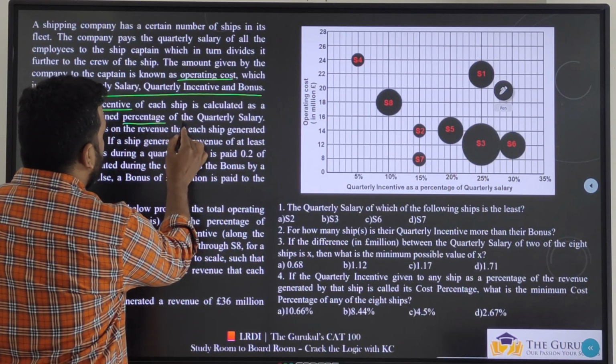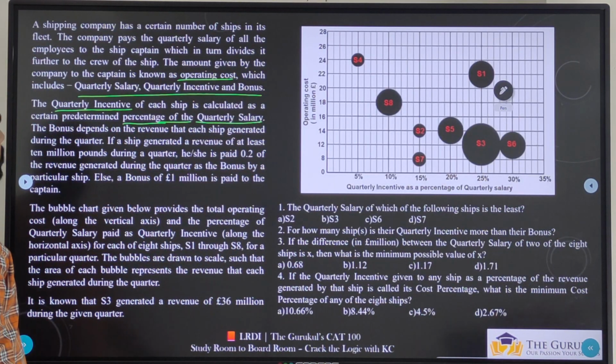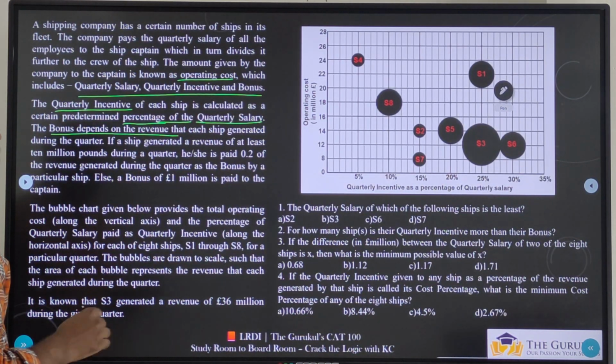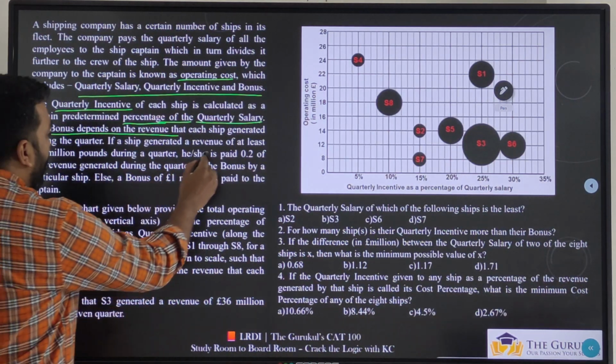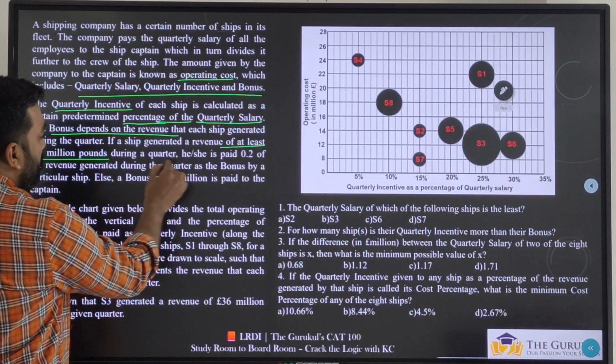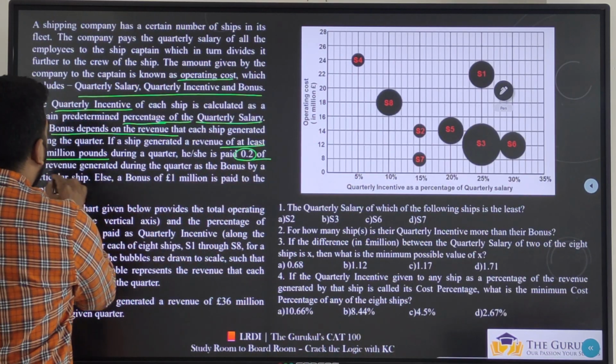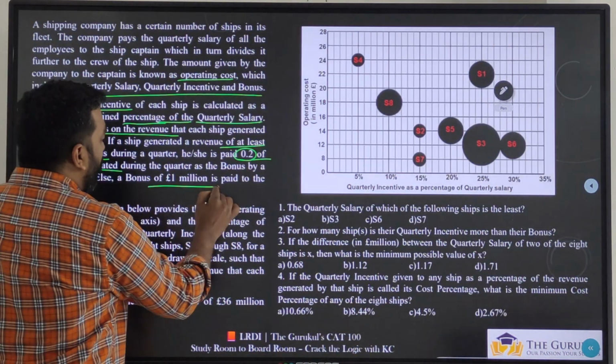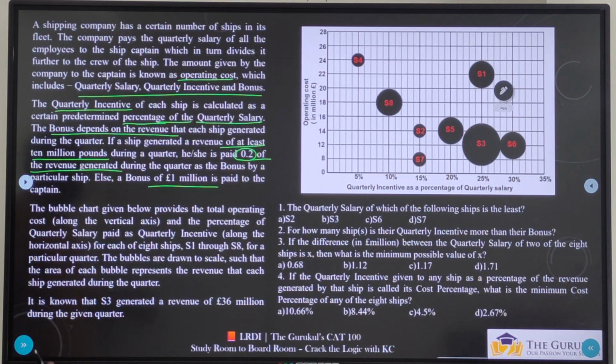Quarterly incentive is a percentage of the quarterly salary. The bonus depends on the revenue that each ship generated during that quarter. If a ship generated a revenue of at least 10 million pounds, then he or she is paid 0.2 of the revenue generated, which means 0.2 into whatever the revenue is will go as the bonus of a particular ship during the quarter. Else, a bonus of 1 million pounds is paid to the captain. If they are not crossing 10 million, the bonus will be 1 million only.